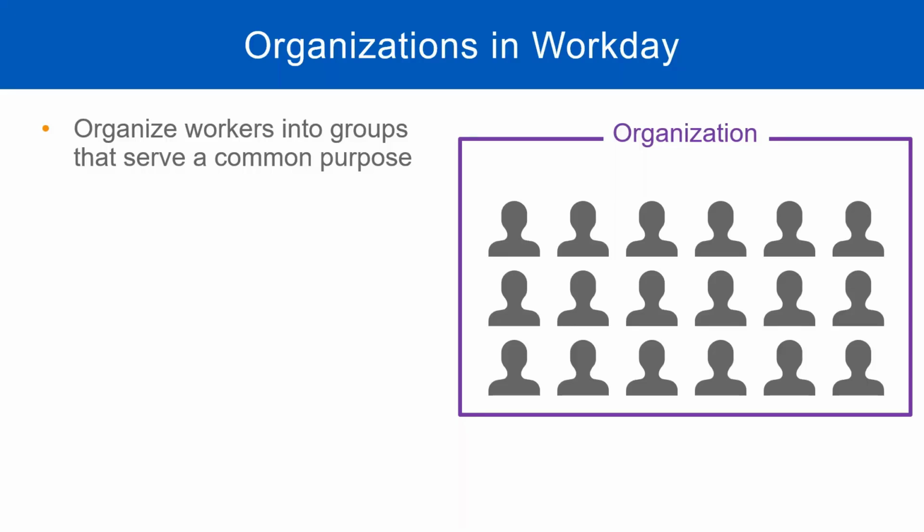From a work perspective, we are mostly concerned with workers, right? Workers who belong to a particular enterprise can be profitable. An organization can be a non-profit organization as well. But we are mostly concerned with workers who are part of an enterprise. So that's why we will say an organization is something that organizes workers into groups that serve a common purpose.